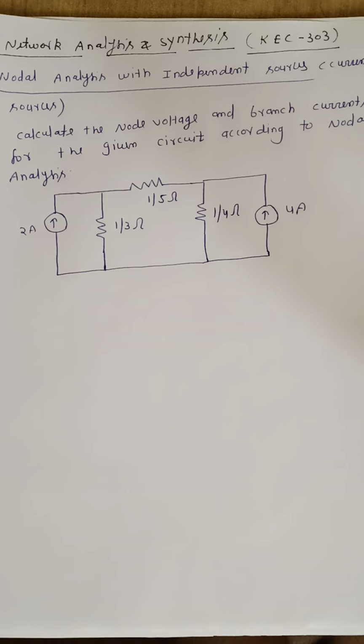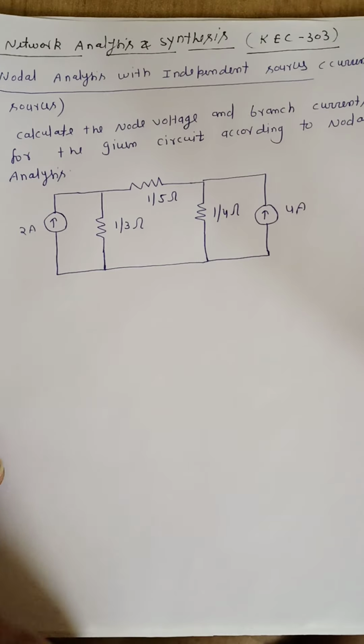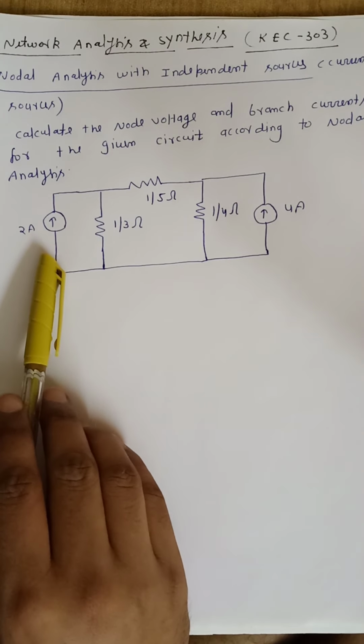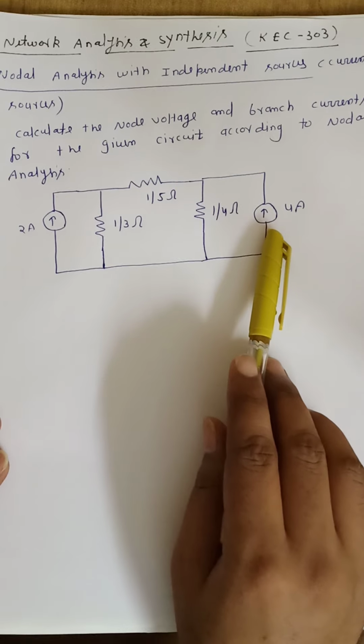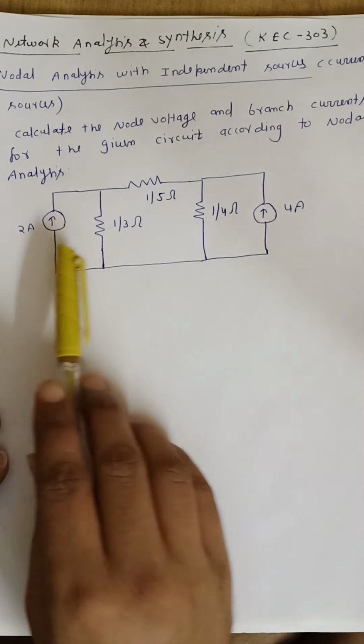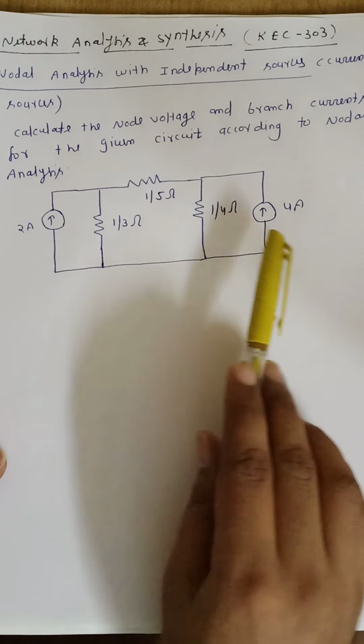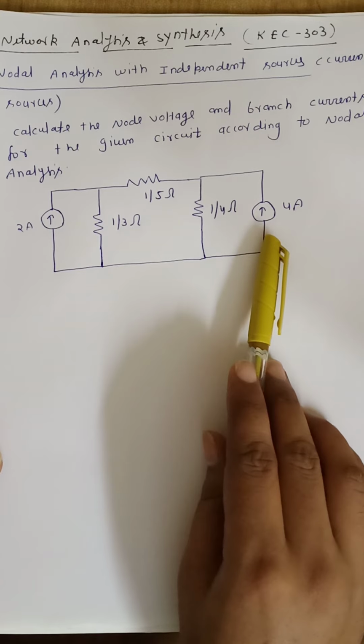An ideal independent source is an active element that provides a specified voltage or current that is completely independent of other circuit elements. In the circuit diagram, we can easily see that we have two current sources. The first current source has a value of 2 ampere, the second current source a value of 4 ampere. The first will be defined as an independent source, and the second will also be defined as an independent source.